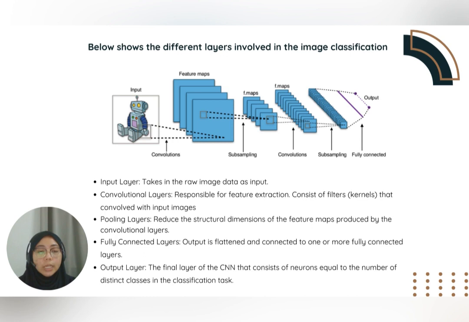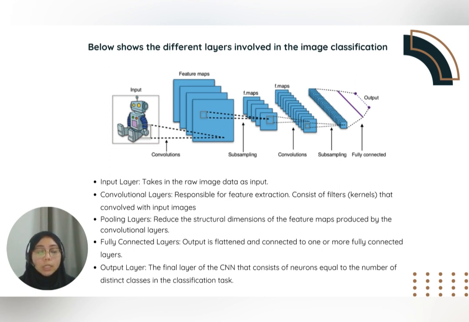The first layer is the input layer. Basically, the input layer of a CNN takes in the raw image data as input. The images are typically represented as matrices of pixel values. The dimension of the input layer also corresponds to the size of the input images.